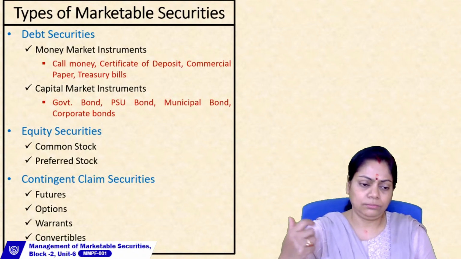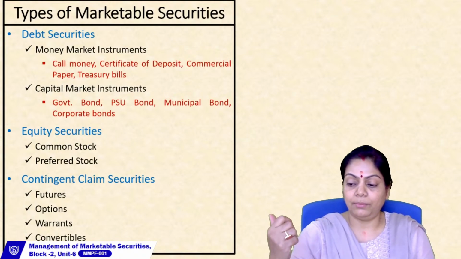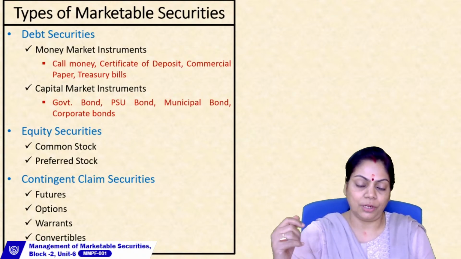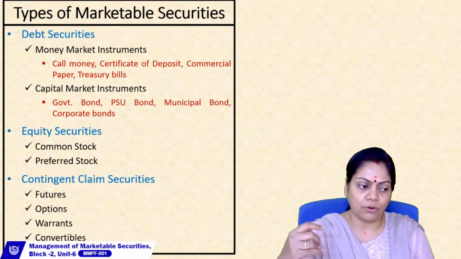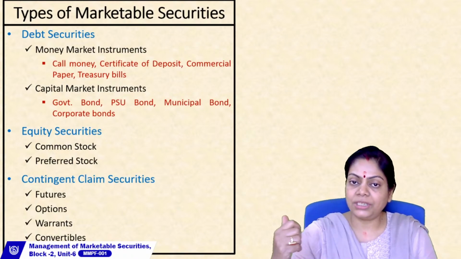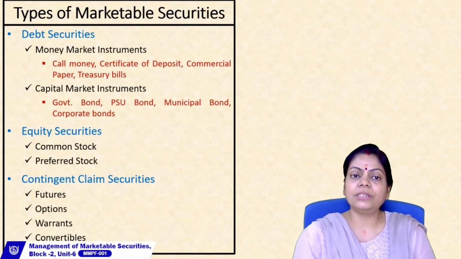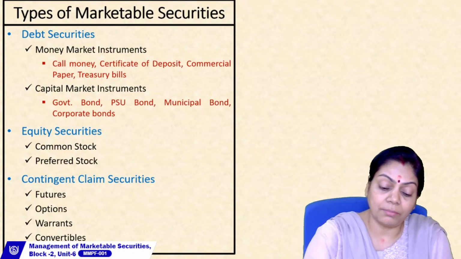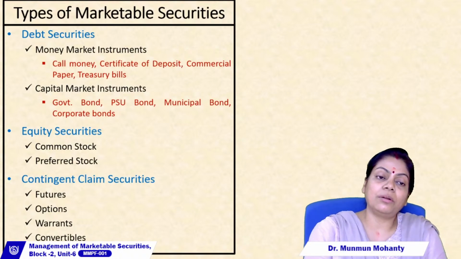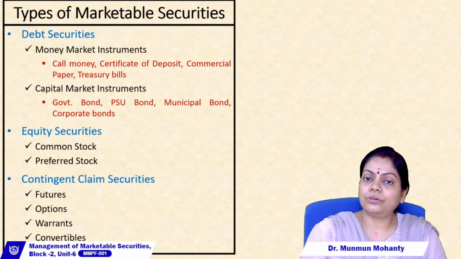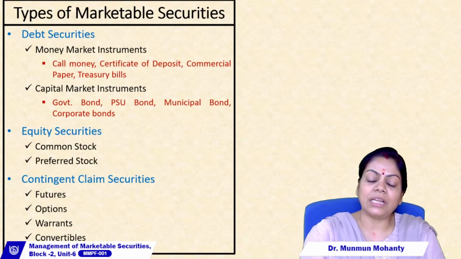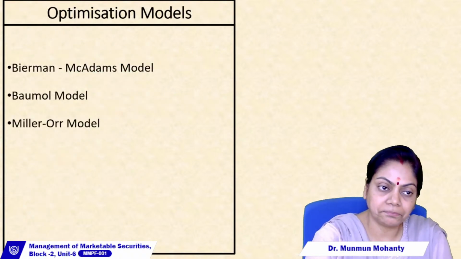Even preference shares are liable to be converted if they are convertible preference shares. So these are called your contingent claim securities. These are the various kinds of securities where we can park our funds or which you can buy to lodge your extra income, or you can sell them to raise finance from the market.